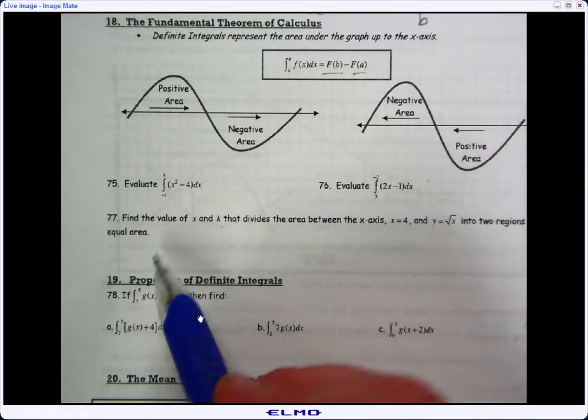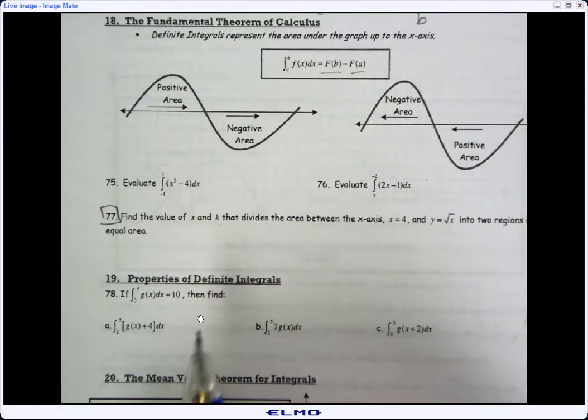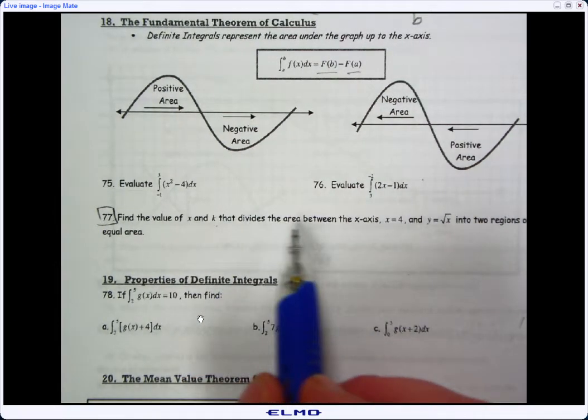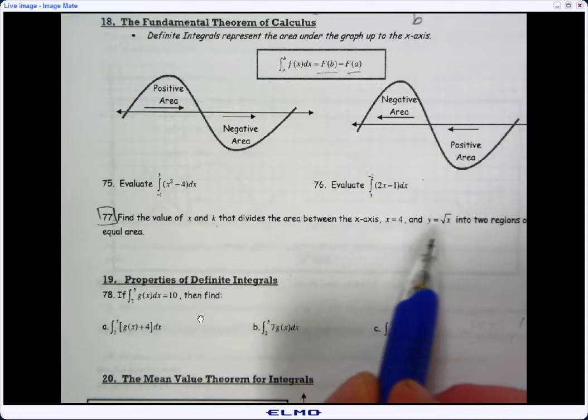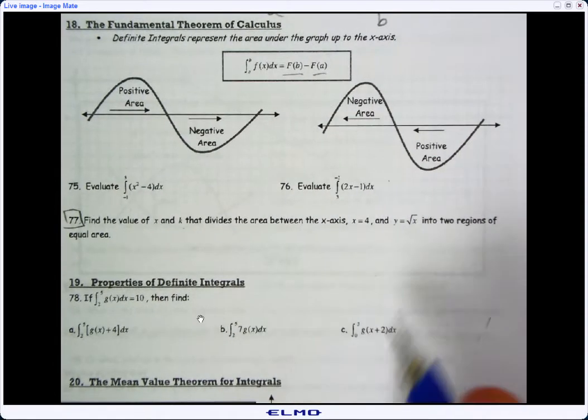This is a good practice problem. I'll put a solution on later. Find the value of k that divides the area between the curve and the x-axis, x equals 4, in half. It's a good big question that shows up a lot, dividing area in half.